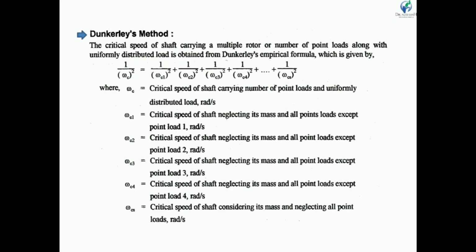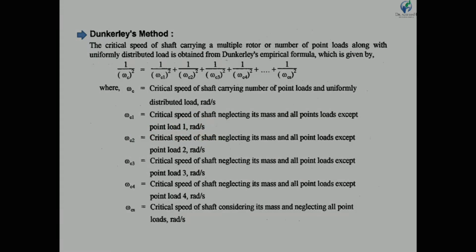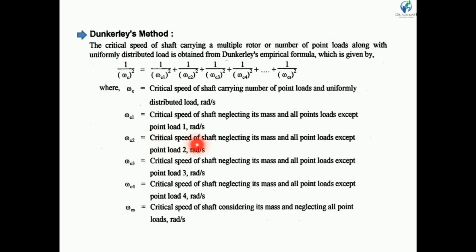So omega c1 is the critical speed of the shaft neglecting the mass and all the point loads except point load 1. So we consider only that point load. In the same way, omega c2 is the critical speed of the shaft neglecting its mass and all the point loads except point load 2. Similarly, omega c3, omega c4 and omega cs. So omega cs is the critical speed when we consider only its mass.